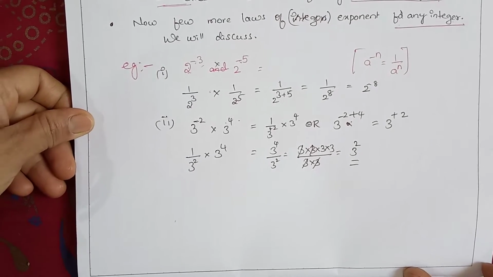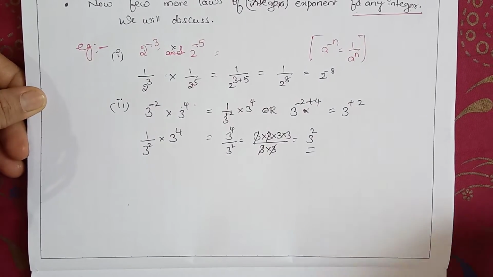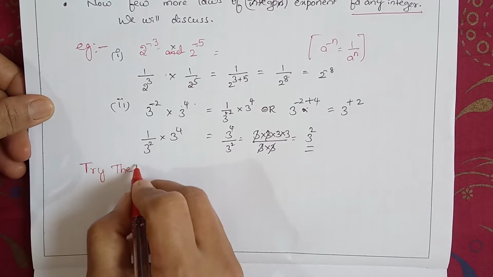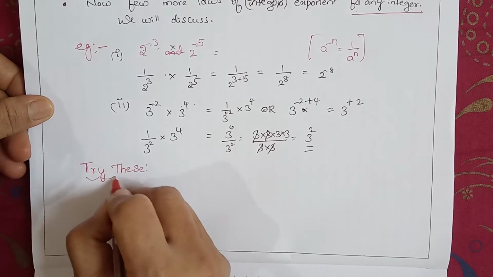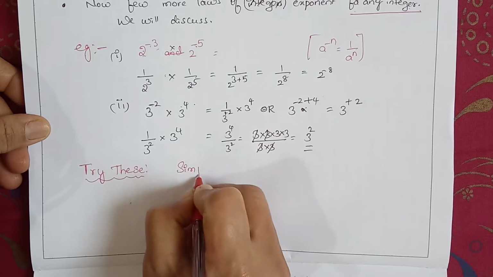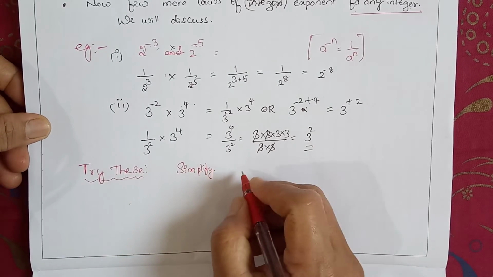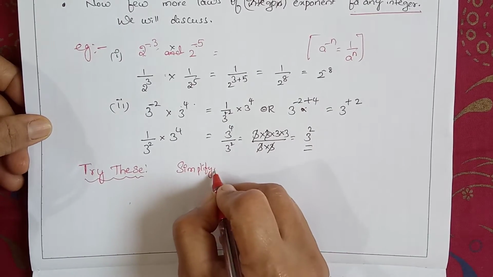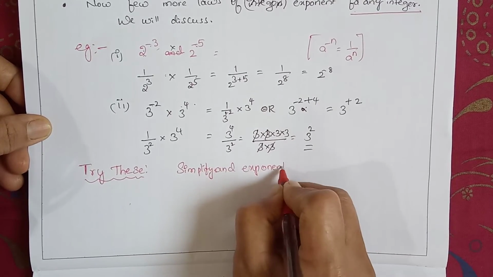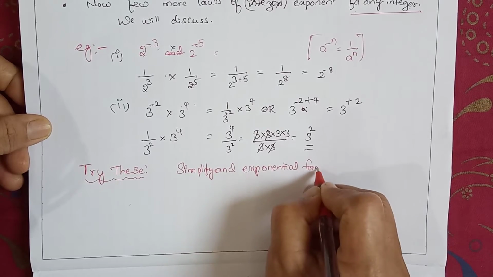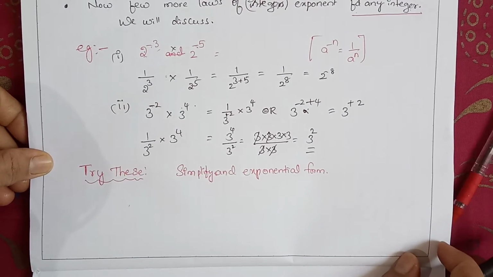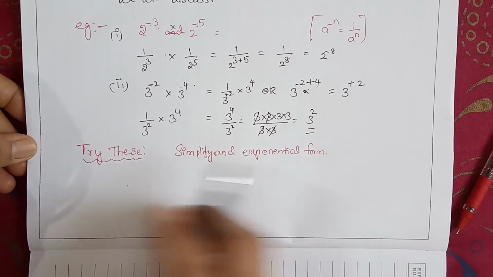Now we will go to the try these problems. Try these problems also; better you solve and practice. Here the first part is simplify, and write in exponential form. See children, there are many examples also in the textbook. Better you practice them also. Try to understand them, and try these problems.